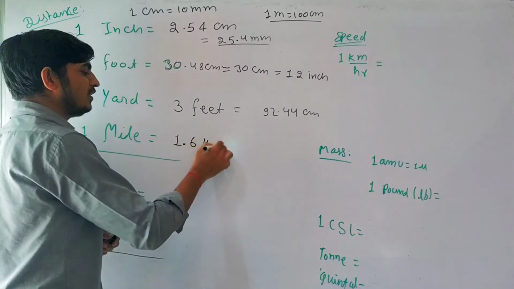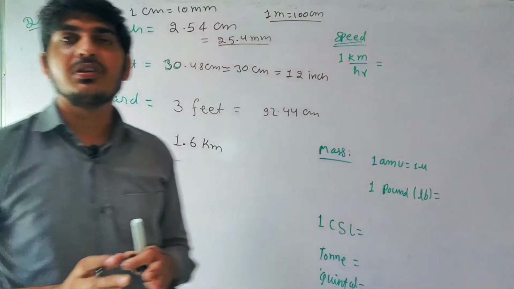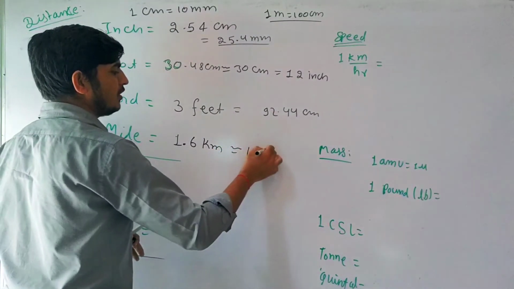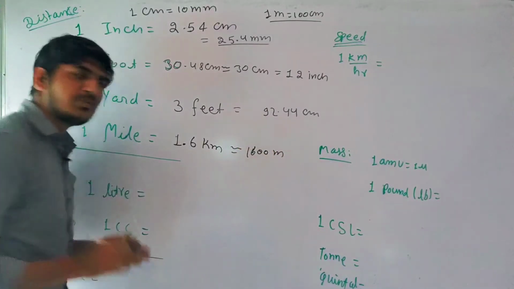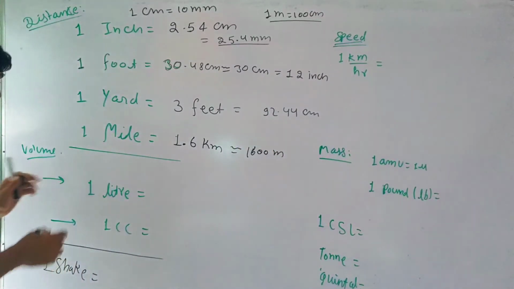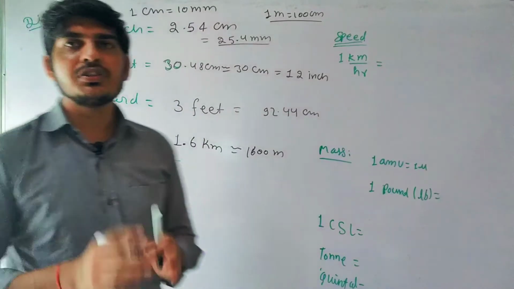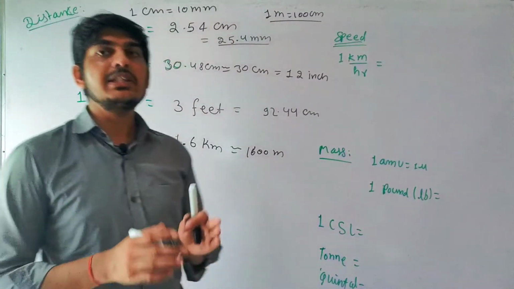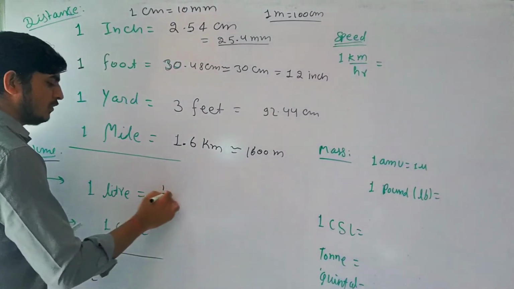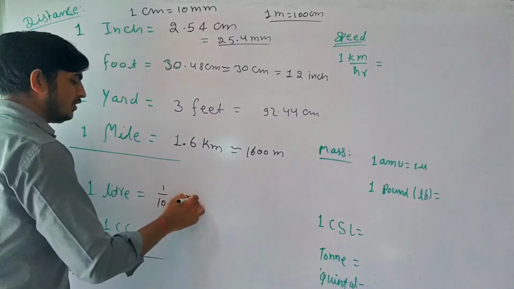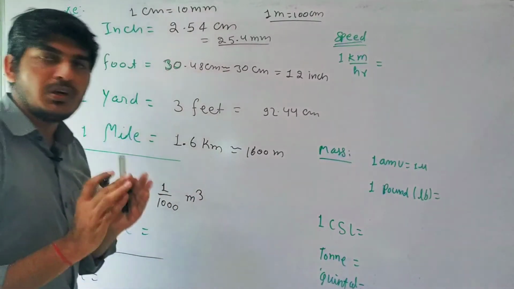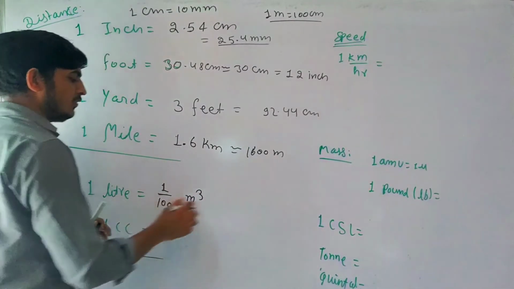1.6 kilometer is equal to, you can say, almost 1600 meter. 1600 meter is equal to 1 mile. Yes. Now come to the volume unit. What is the volume unit? That is the liter. Liter is equal to 1 upon 1000 meter cube. Got the point? It is the unit of the volume, and it is equal to 1 upon 1000 meter cube.